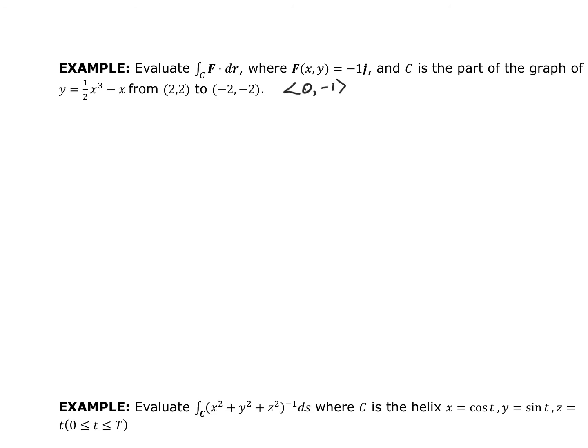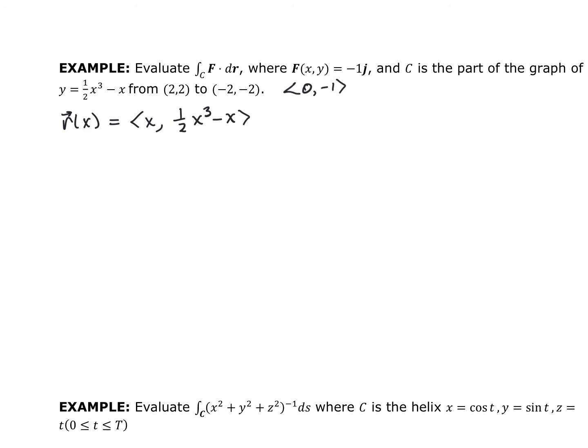I want to find the vector r, so it's going to be a vector r parameterized, except I'm not going to, well, I could change it to t, but I'm going to leave it with x because I already have y in terms of x. So I can make the vector r as x in terms of x, and then y in terms of x would be 1/2 x cubed minus x. So now I've got a vector in terms of x.